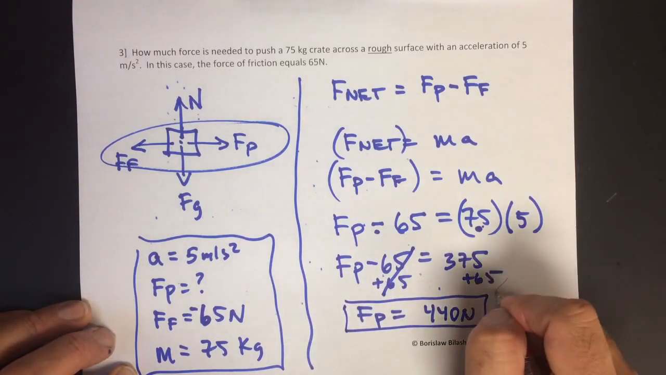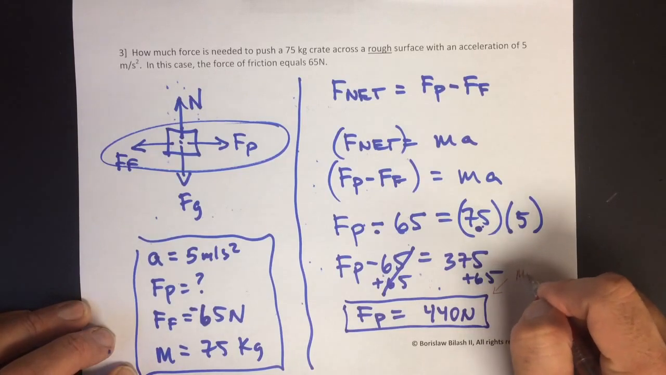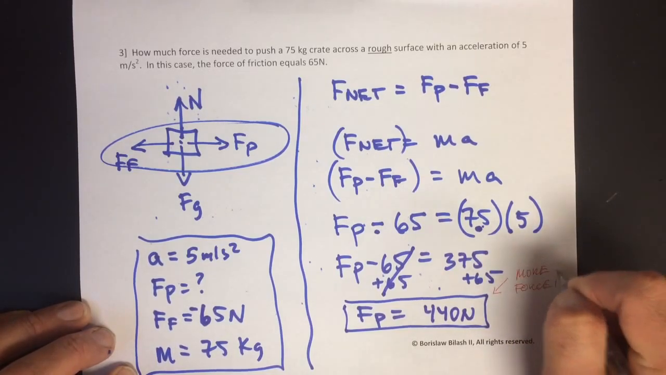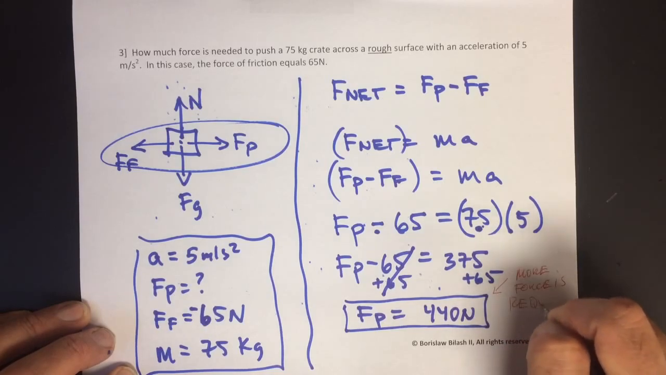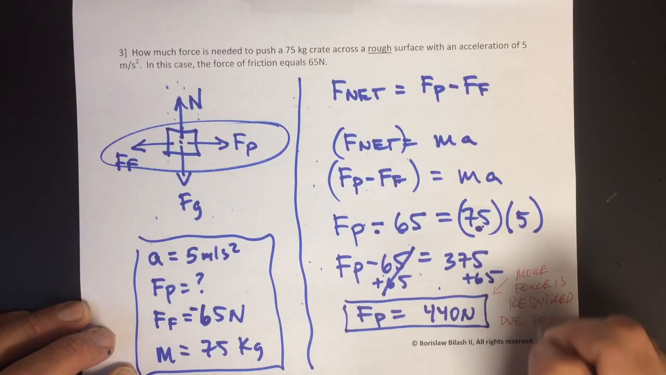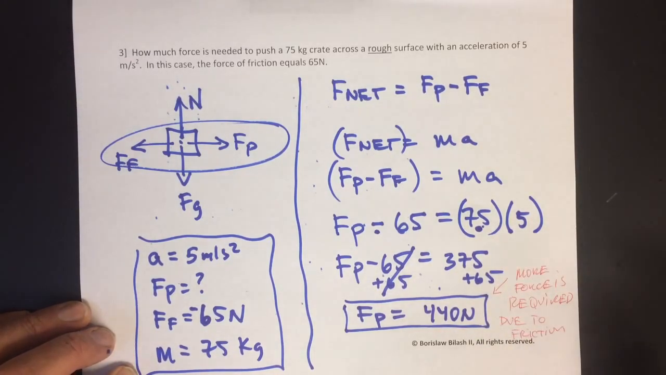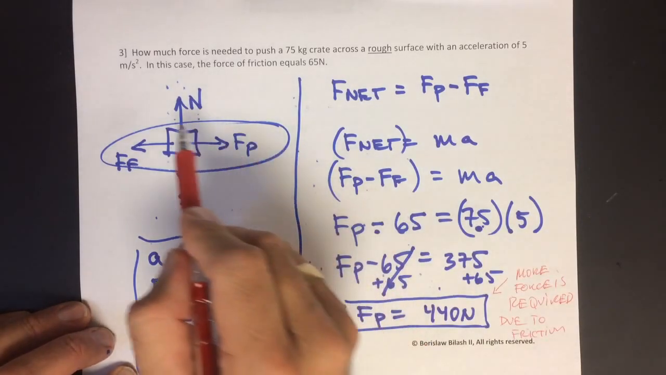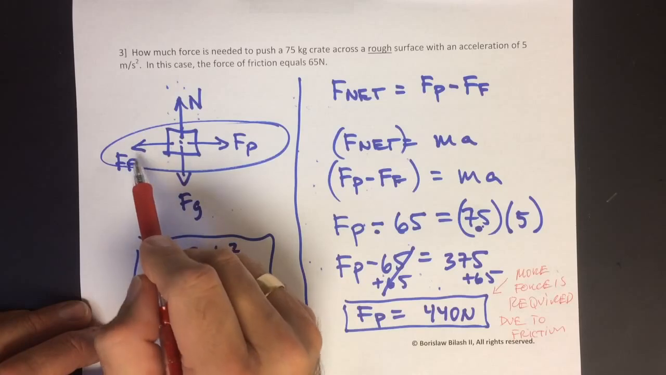Now this answer right here, more force is required due to friction. So not only do we have to pull this object to the right, but we also have to counter the friction.